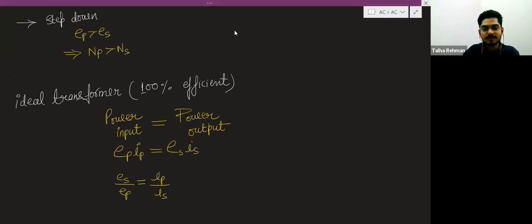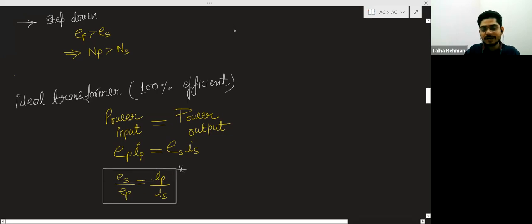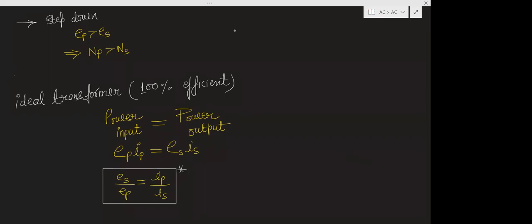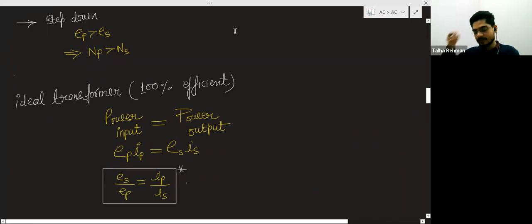This relation is only valid for the transformer to be ideal or 100% efficient. Otherwise this expression will not be valid. Okay, so two expressions are there.